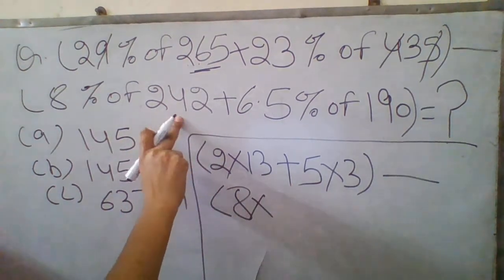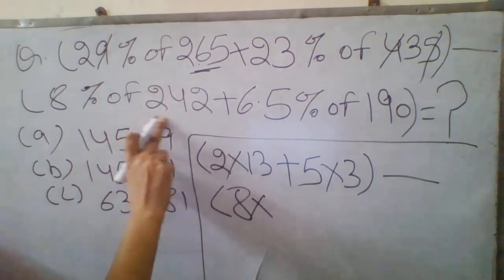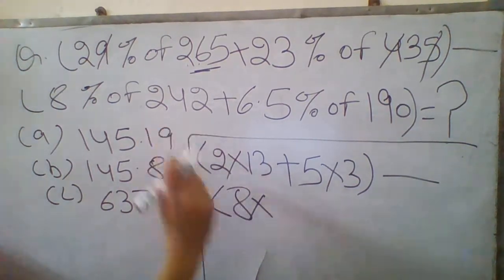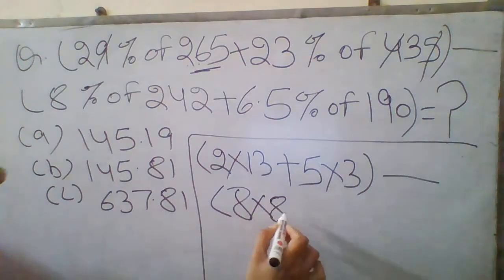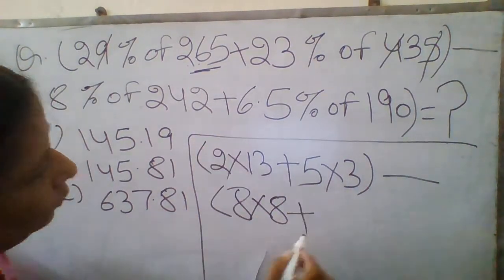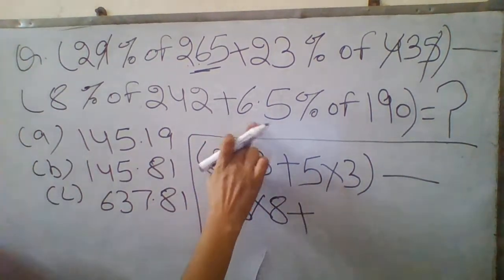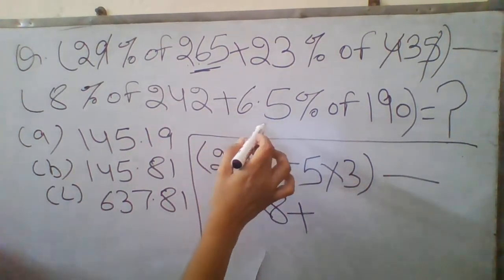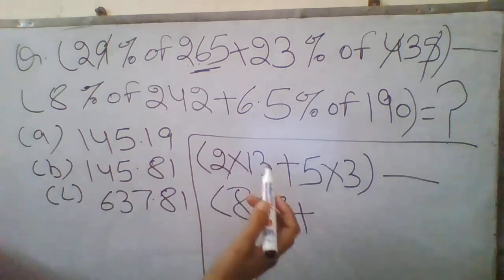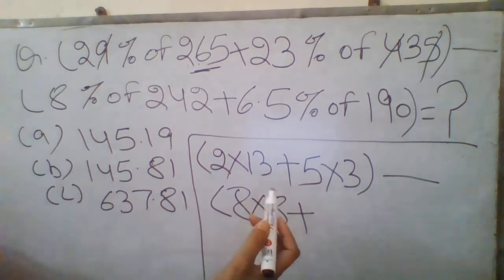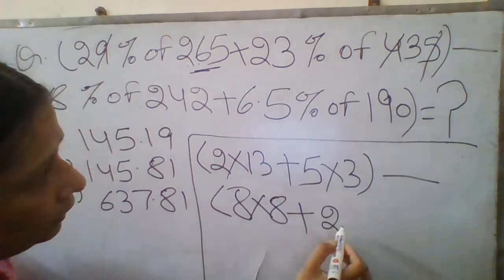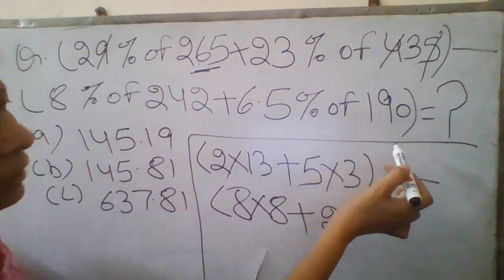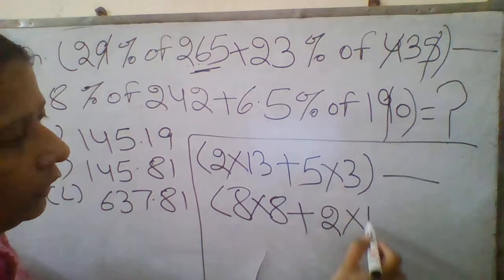Now find out the DR of 242. 2 plus 4 is equal to 6, 6 plus 2 is equal to 8, okay, 8. Now plus sign is here, I am going to write down the addition sign here. 6.5%, I told you ignore percentage, ignore decimals, so 6 plus 5 is equal to 11, and what is the DR of 11? 2, so you write down 2 here, of means multiplication. Now 190, find out the DR, cut this 9, so 1.